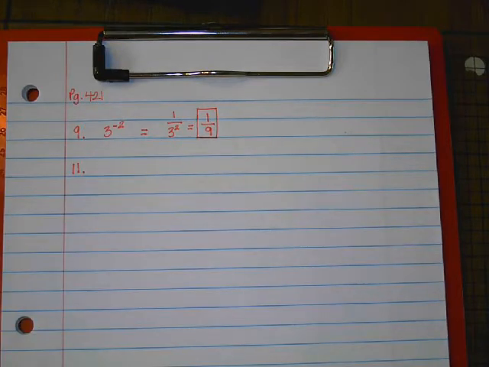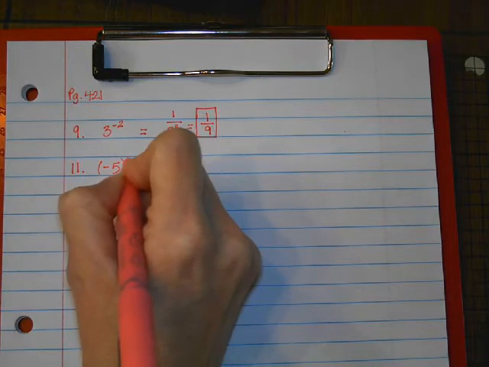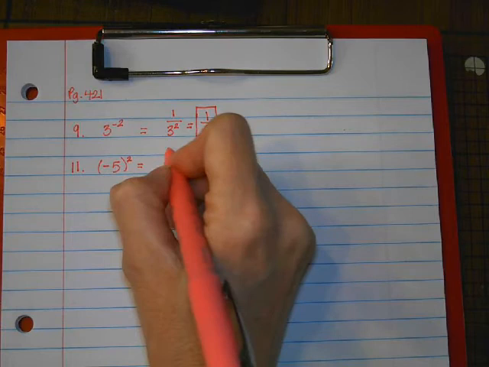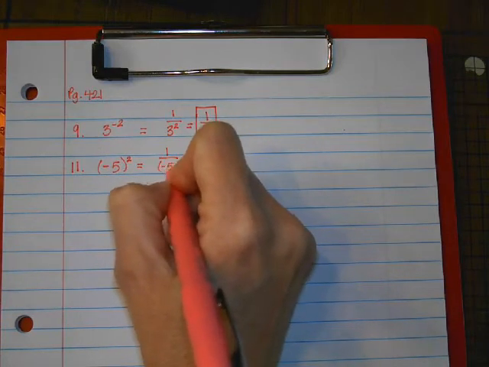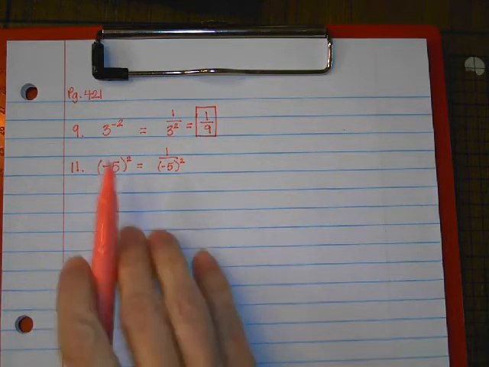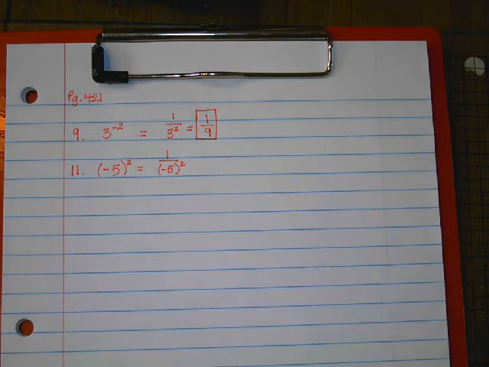All right, we got in parentheses, negative 5, and it's being squared. All right, so Miss Amaya, how are we going to first write this? Beautiful, beautiful. She said we're going to put 1 over, and she said to keep the negative 5 in parentheses and raise it to the second power. That is beautiful, because our negative 5 is already in parentheses, so we want to keep it in parentheses.